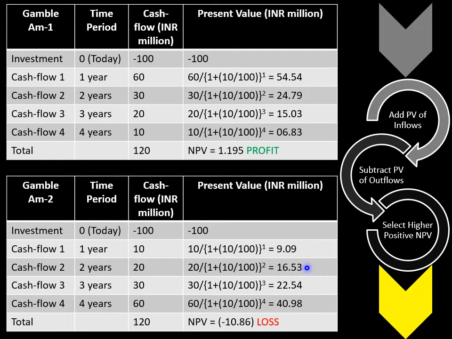Now, when I add all of these up, this gives me the present value of all the inflows, since these are inflows. I subtract 100 from this figure because it is the present value of the outflow. This here is time 0. When I add the present value of the inflows and subtract 100 from it, I get a loss of minus 10.86 million. Therefore, you see, even though the numbers are the same, just because of the timing of the cash flows and you've borrowed money at 10%, Gamble AM2 will actually be a loss for you. Gamble AM1 is going to be a profit. I hope it's simple. I hope you get it.